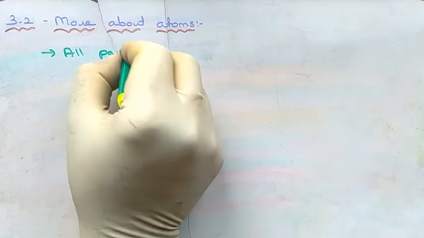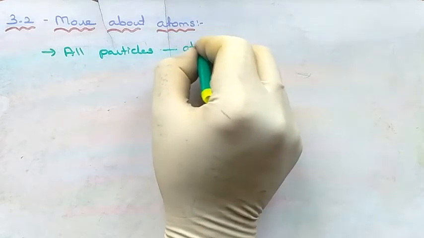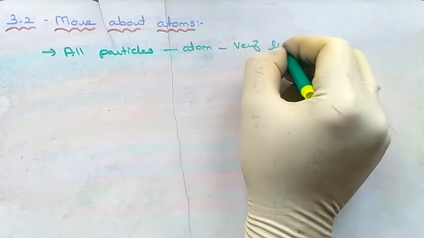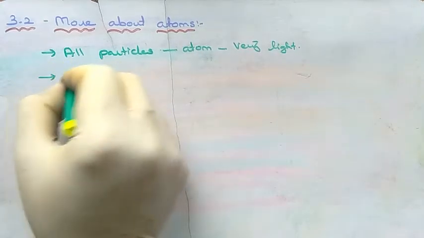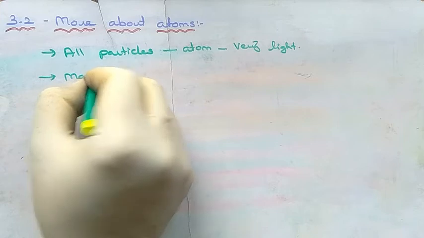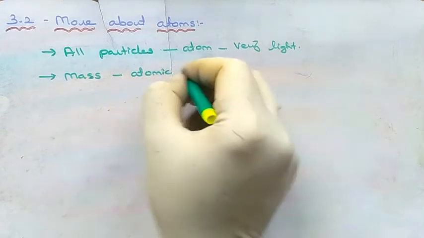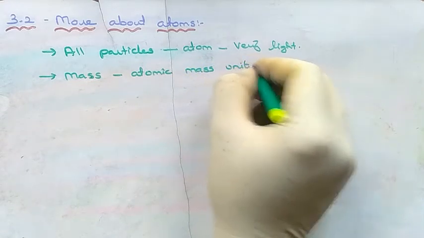Next we are going to see more about atoms. We know that all particles are made up of atoms, and atoms are very light and cannot be weighed easily. So the mass of an atom is calculated using the atomic mass unit. The atomic mass unit can be calculated from the particles present in the atom, which means subatomic particles.